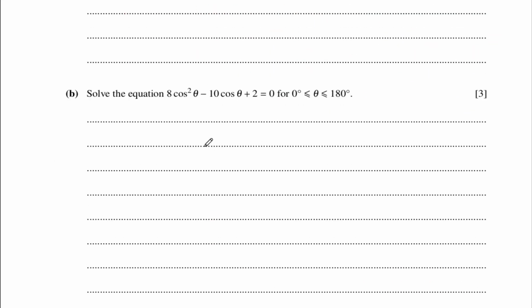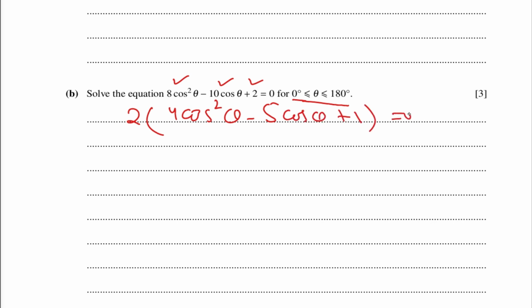Solve the equation 8 cos squared theta minus 10 cos theta plus 2 equals 0 for the range of 0 to 180 degrees. So now we can say that in the whole expression 2 is common, we will take 2 common, we will have 4 cos squared theta minus 5 cos theta plus 1 equals 0. This 2 will be cancelled out and we will be left with 4 cos squared theta minus 5 cos theta plus 1 equals 0.